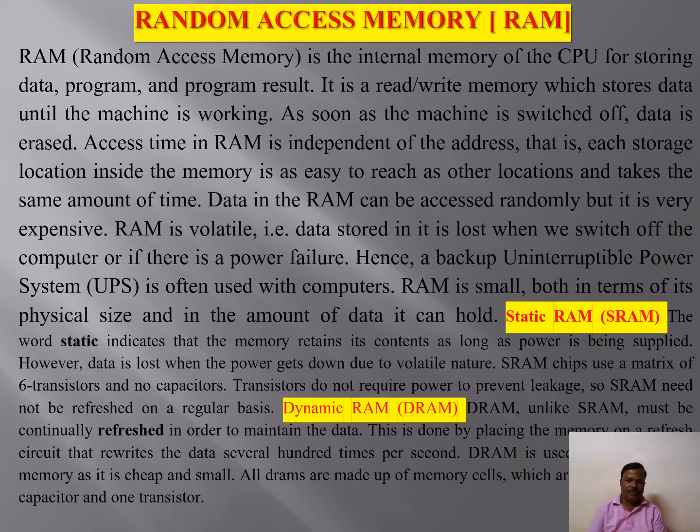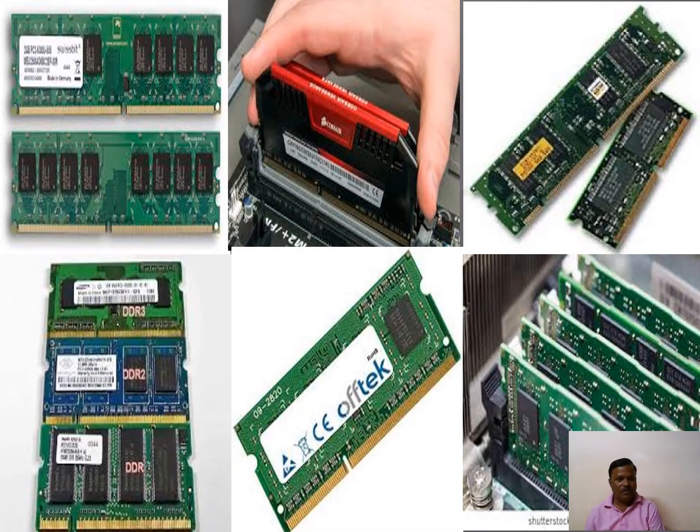Dynamic RAM, DRAM, unlike SRAM, must be continually refreshed in order to maintain the data. This is done by placing the memory on a refresh circuit that rewrites the data several hundred times per second. DRAM is used for most system memory as it is cheap and small. All DRAMs are made of memory cells which are composed of one capacitor and one transistor. Examples of RAMs on display.